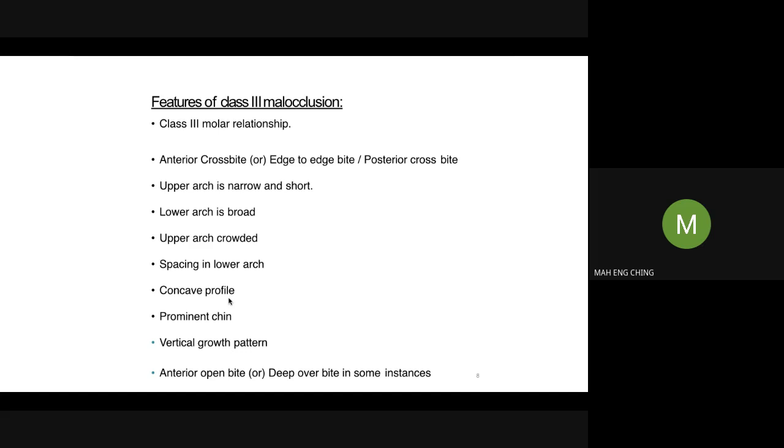Then they usually have a vertical growth pattern. That's usually due to the patient breathing through the mouth. Then in the long term, the vertical face height increases. Then anterior open bite can happen, or sometimes the patient has a deep overbite. In some instances it can be open bite, deep bite, or normal bite, depending on the vertical height of the face.